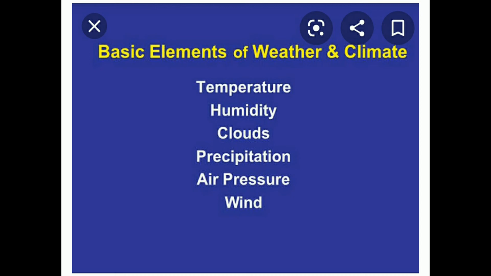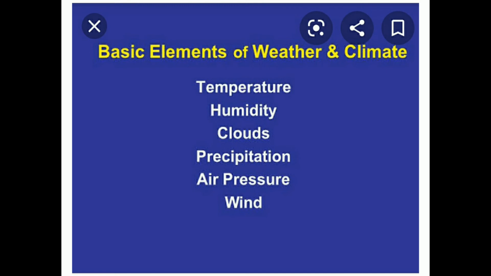In your textbook, clouds is not given. Only the remaining five are given. They have given only pressure in your textbook. It is nothing but air pressure only. So, what are the basic elements of weather and climate, children? Temperature, humidity, clouds, precipitation, air pressure, and winds. So these are called elements of weather and climate. You use these to describe climate also, as you will see soon. These are elements of both weather and climate. It applies to both weather and climate.